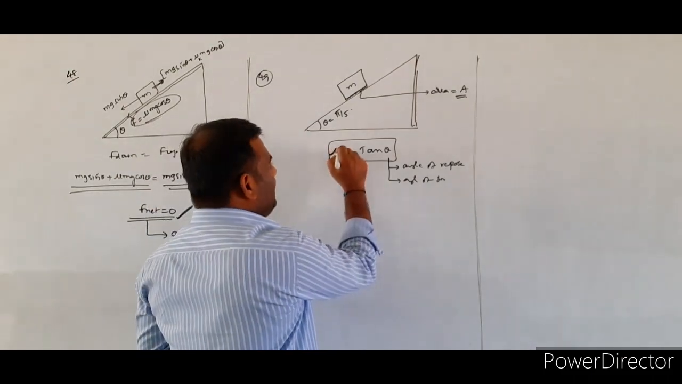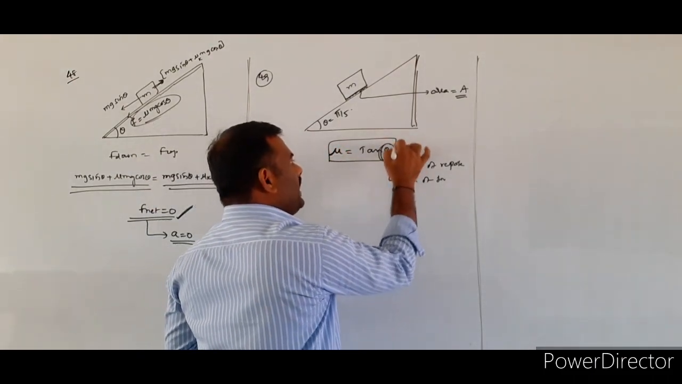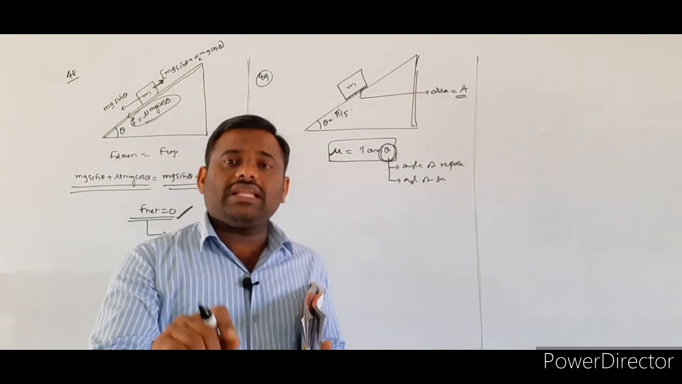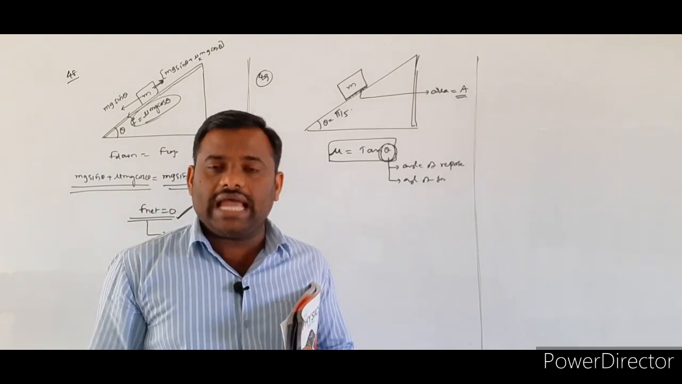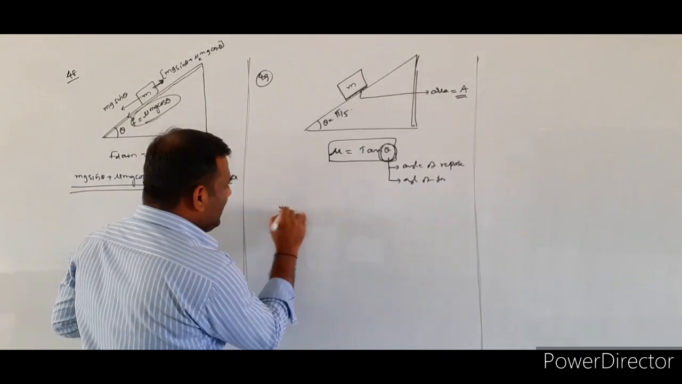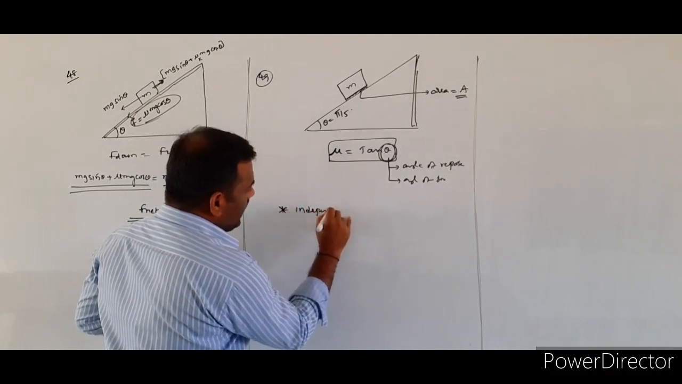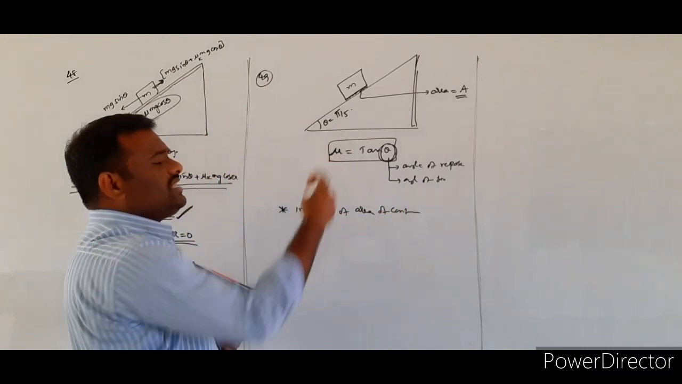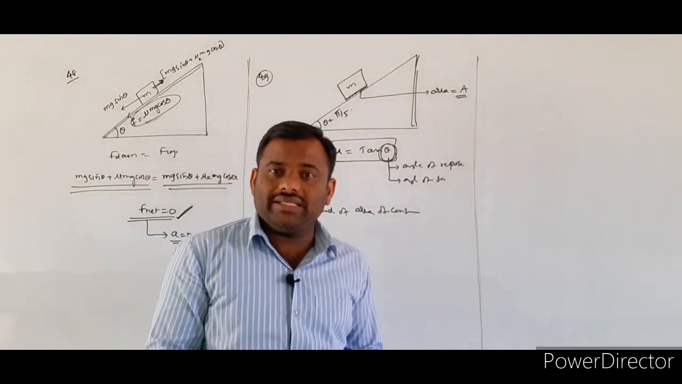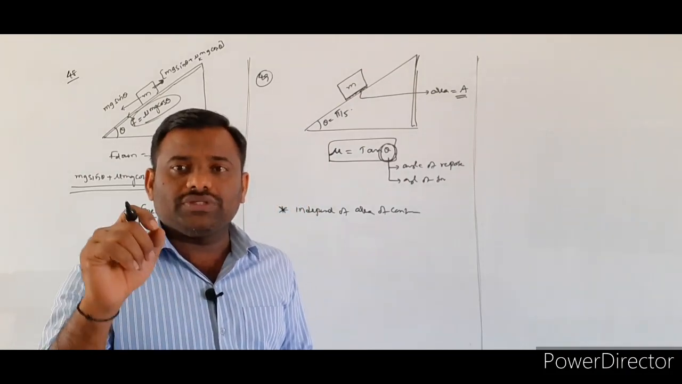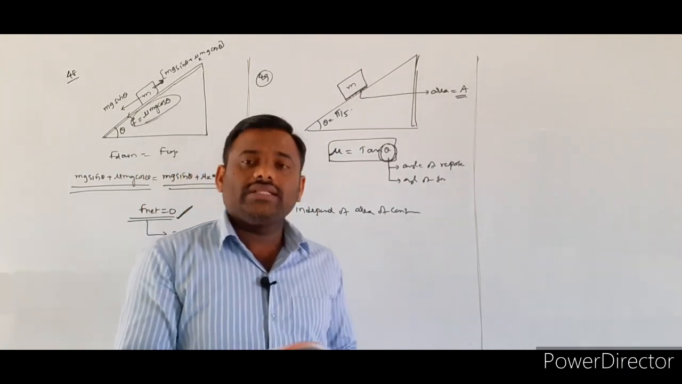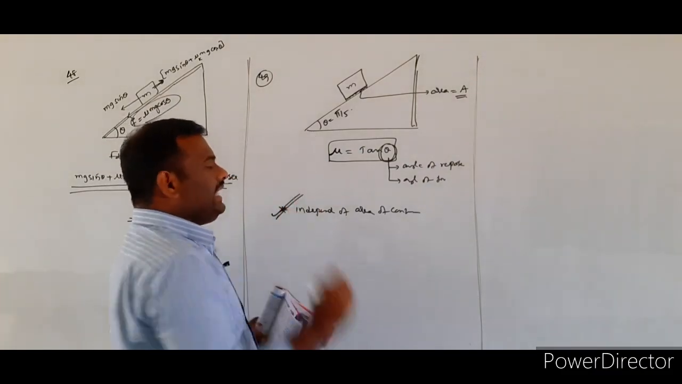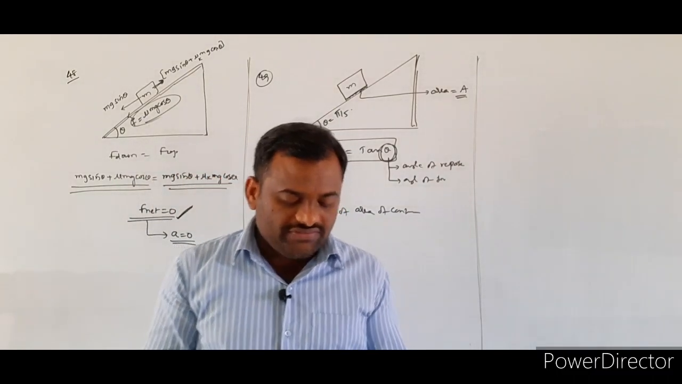Here, mu depends upon what value? The angle of repose or angle of friction. Already we told that sliding friction as well as kinetic friction are independent of area of contact. So whether you change the area or not, the mu value does not change. As a result, the angle of repose also does not change. So the correct option is pi by 5. So what is the answer? It is independent of area of contact.